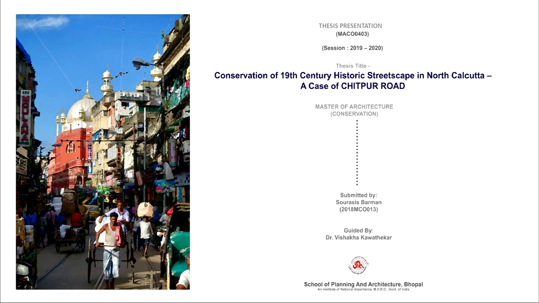The built heritage in the urban fabric along the street holds a great significance, representing the social, cultural and historic aspects of the city's identity. The streetscape of Chitpur Road is one such important thoroughfare, depicting the traditional aspect of life of Calcutta dating back to the 19th century.